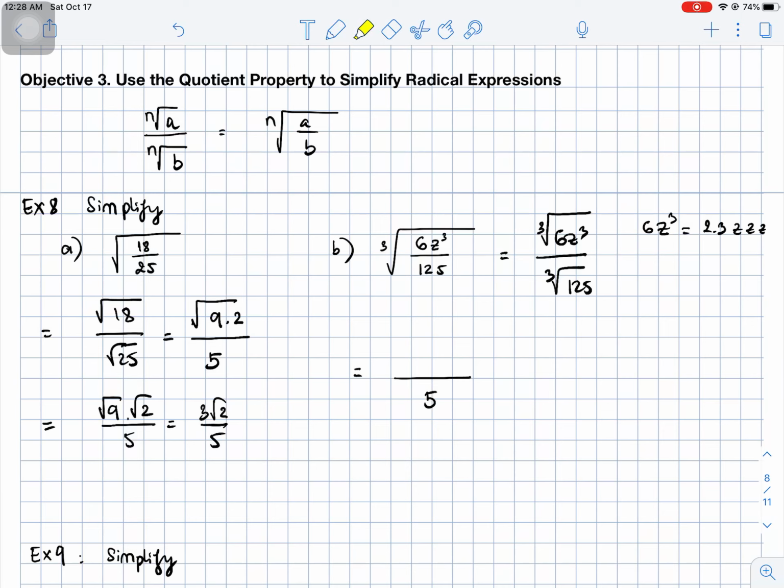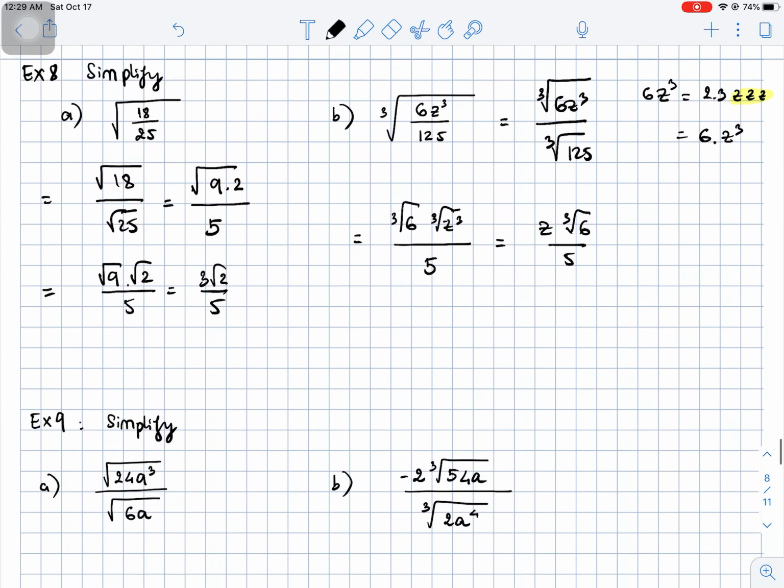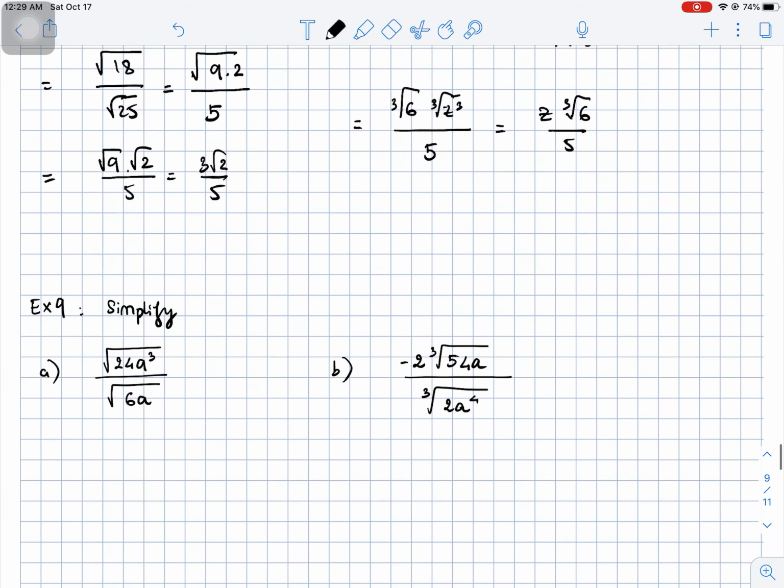On the top, you see that if you break down the z cubed and the 6, we get 6, which is 2 times 3, and the z cubed is z, z, and z. We have a cube root, so we are looking for a number or letter that are the same in a group of 3. So we only have z, but the numbers 2 and 3 are not. So we will separate as a 6 and z cubed.